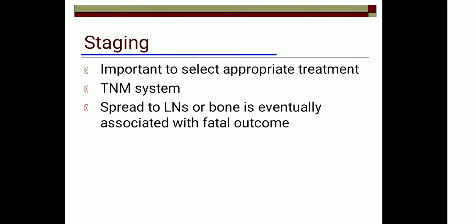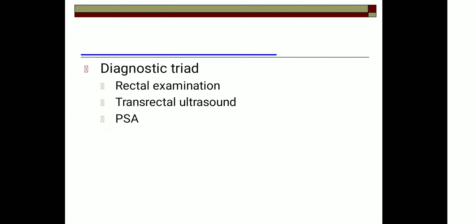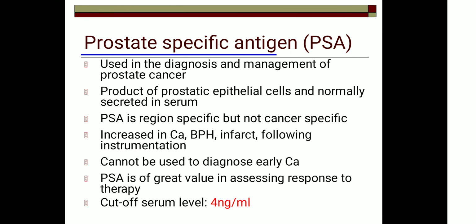Staging is also important according to the TNM system. It is staged to select appropriate treatment. Different stages will have different types of treatment, and diagnosis is by rectal examination, transrectal ultrasound, and also PSA levels. What is PSA? Prostate specific antigen. It is a tumor marker which is elevated in prostatic carcinomas as well as in chronic prostatitis. So that is used in the diagnosis and management of prostatic cancer.